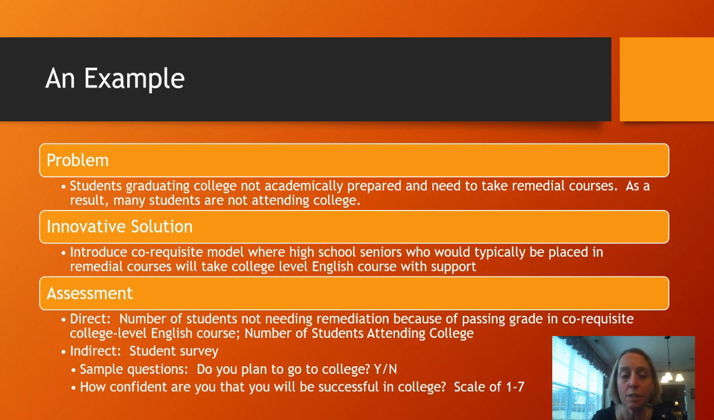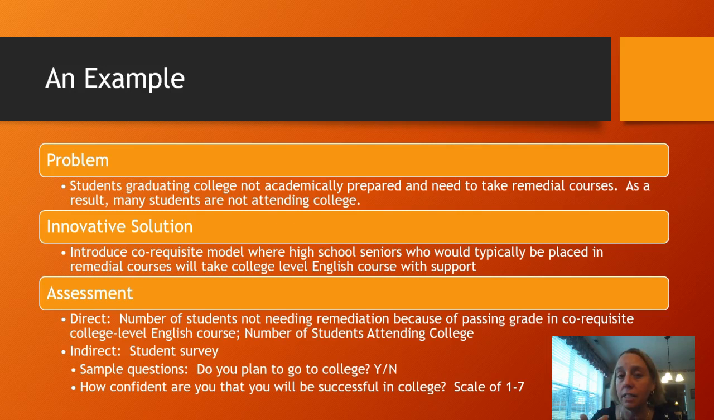Now, in terms of assessment, there are several different kinds of assessment we could use. The direct assessment is the number of students who don't need remediation anymore, right? So as a result of this, hopefully we have fewer students who need to take remediation, okay? So by passing the English class, that kind of exempts them from having to take developmental or remedial classes. And then we could also look for the actual number of students who are attending college to see if that goes up. In terms of indirect evidence, there's the possibility of doing some student survey.